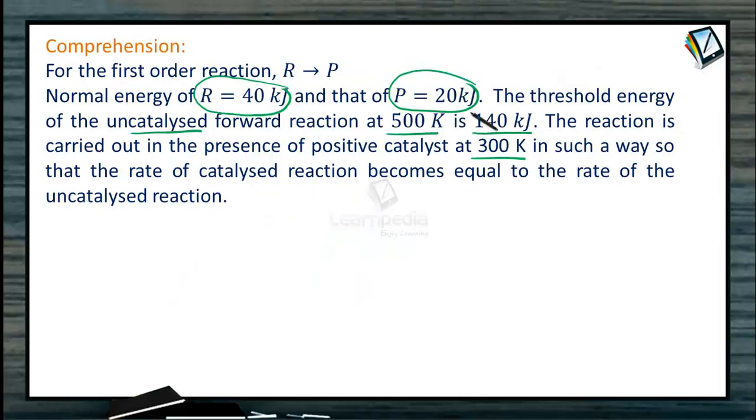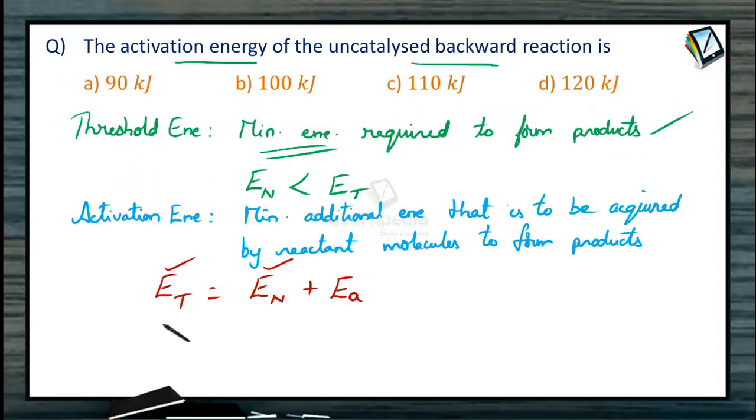And here the value of threshold energy is given as 140 kilojoules. Whether it is forward reaction or backward reaction, the threshold energy remains the same. And this 20 kilojoules is the normal energy of the products. So here this is 140 and this value is 20. And we need to find out this activation energy, and this value comes to be 120 kilojoules, and that is there in option D.